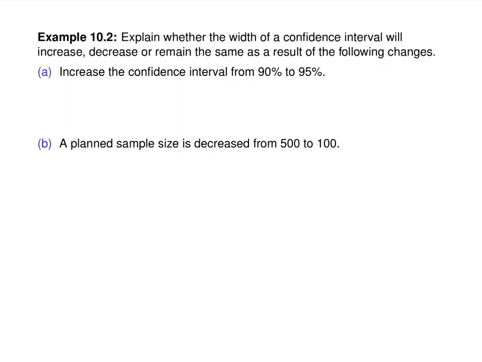All right, explain what happens to the width of a confidence interval. So explain whether the width of a confidence interval will increase, decrease, or remain the same as a result of the following changes. So if you increase the confidence level from 90 to 95%. So remember, your confidence interval is in general of the form, in all cases, your sample statistic plus or minus some multiplier times some standard error of your sample statistic.